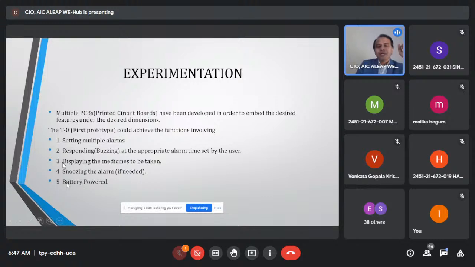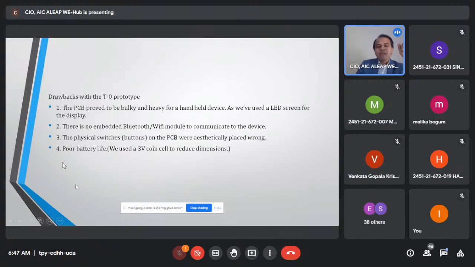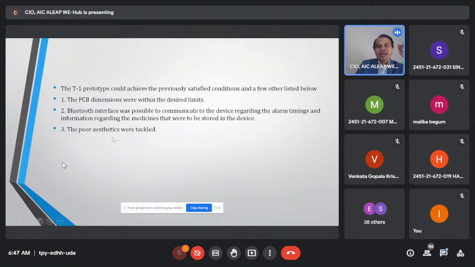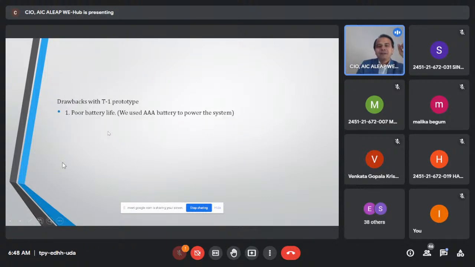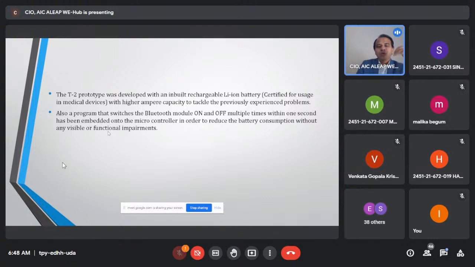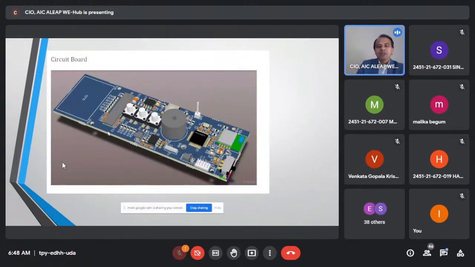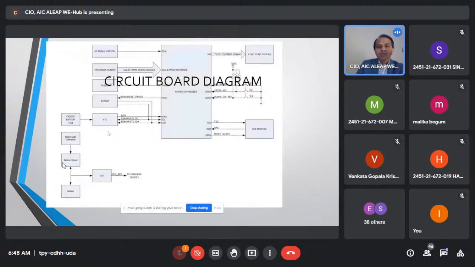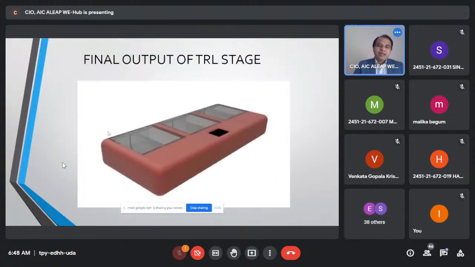have certain components, and you have mentioned the drawbacks: the PCB proved to be bulky, no embedded Bluetooth, and poor battery life. So now we replace the poor battery life with enhanced battery life, and then we have the new TRL stage which is ready right now, and you come up with the circuit boards, and the final output or the product after the TRL stages would look like this. It may be the TRL 9th stage.